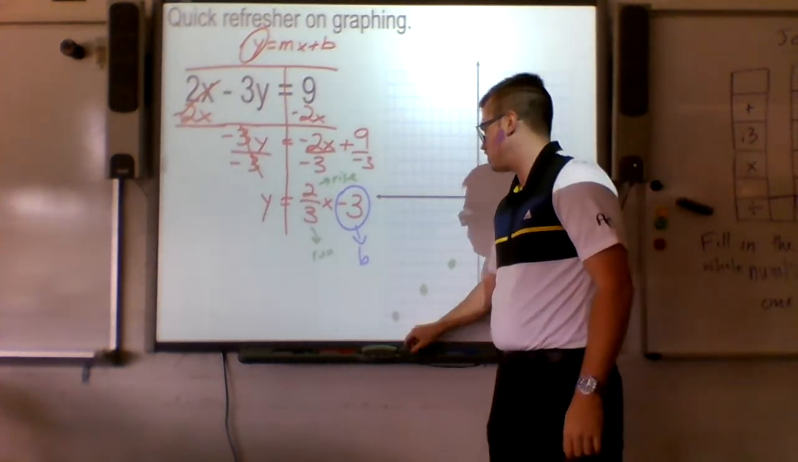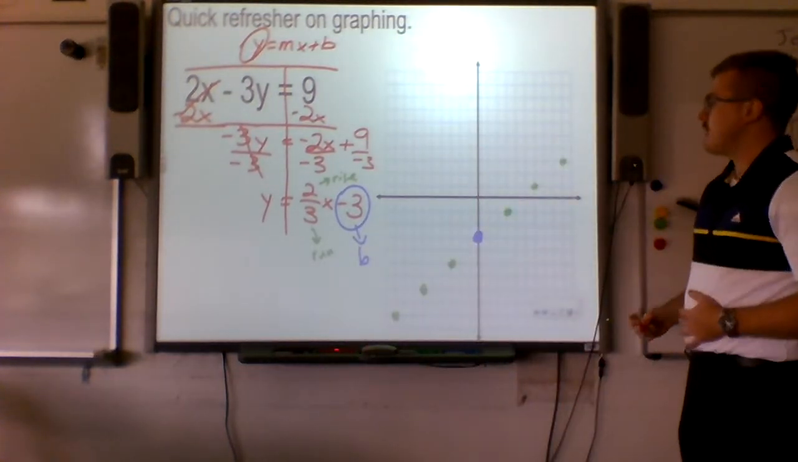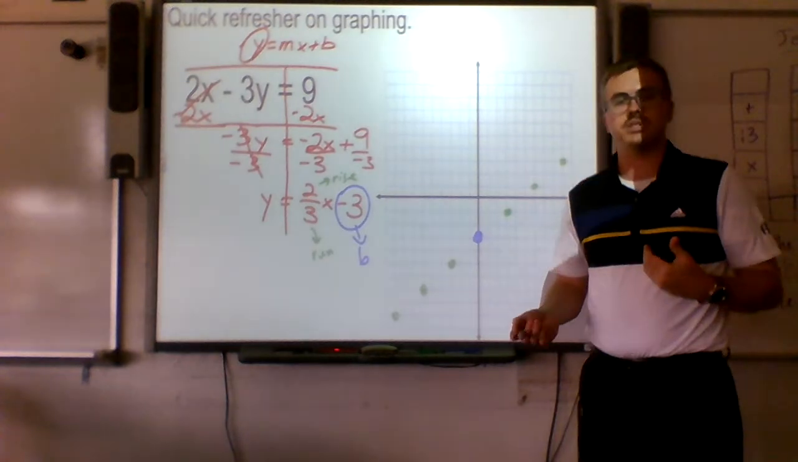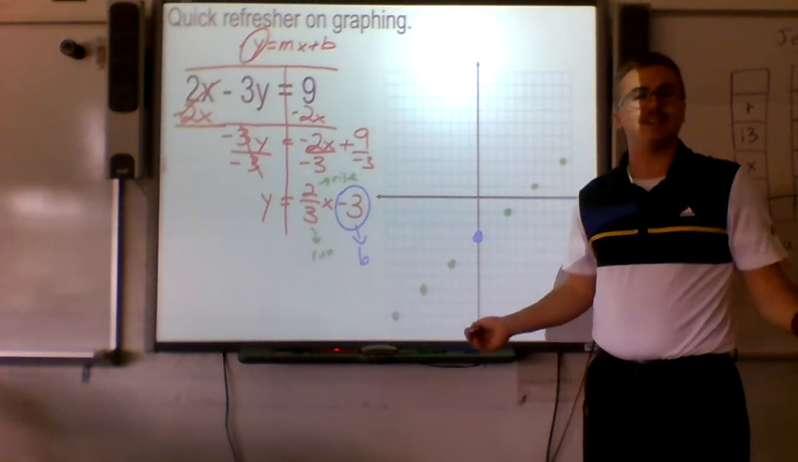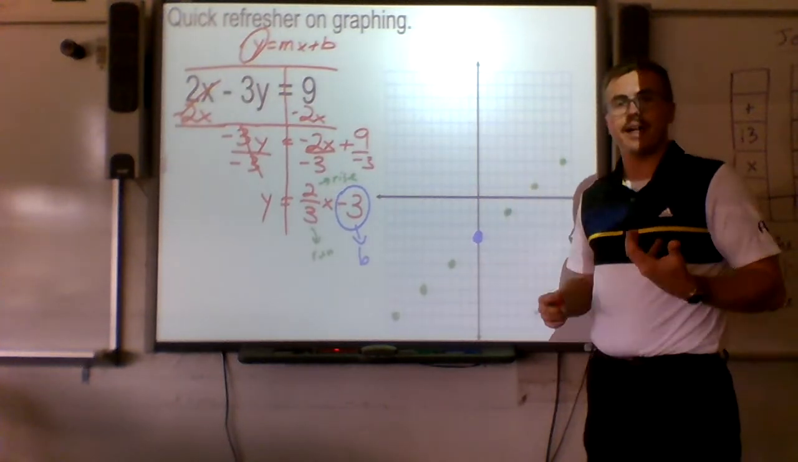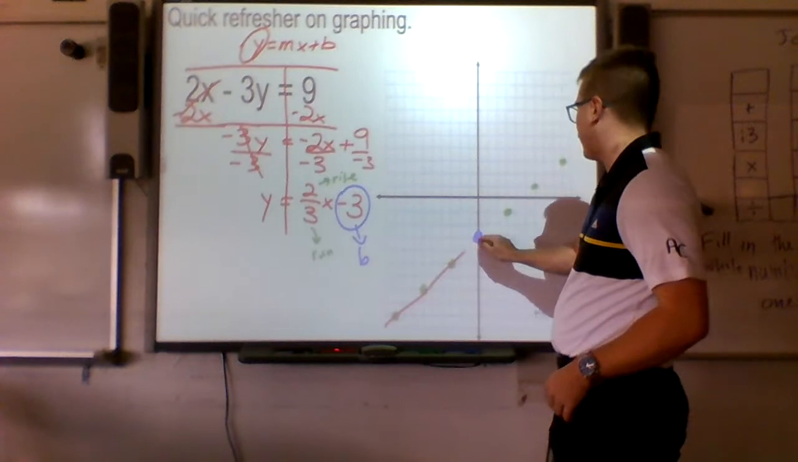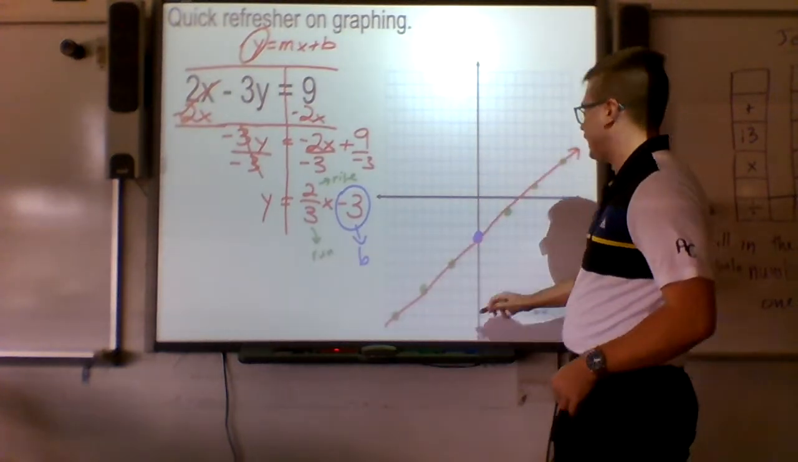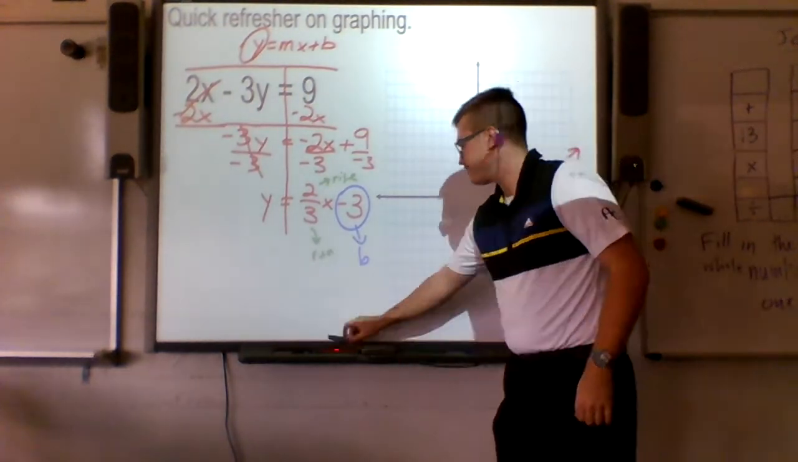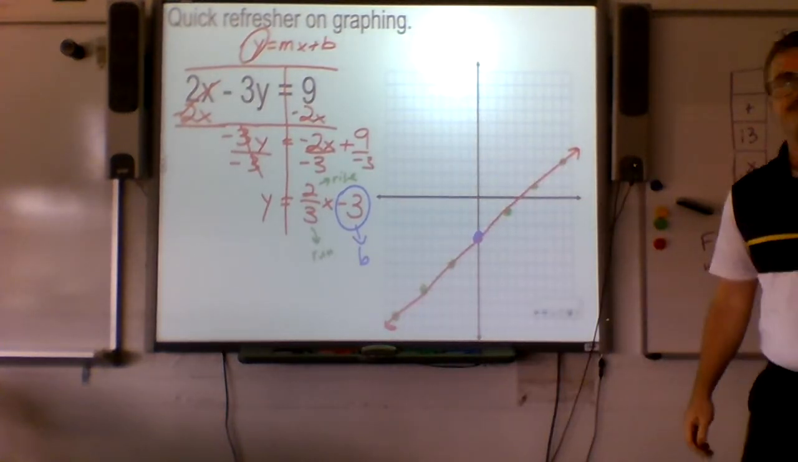Now, it's going to be super, super important that you try to draw as many points as you can, because when we do systems of equations, we're looking at where do these lines cross each other. And if you draw just a squiggle or a quick line, it's going to be very hard to tell. So draw as many points as you can, so that way it's really easy to tell where they cross. So here is that line on a graph.